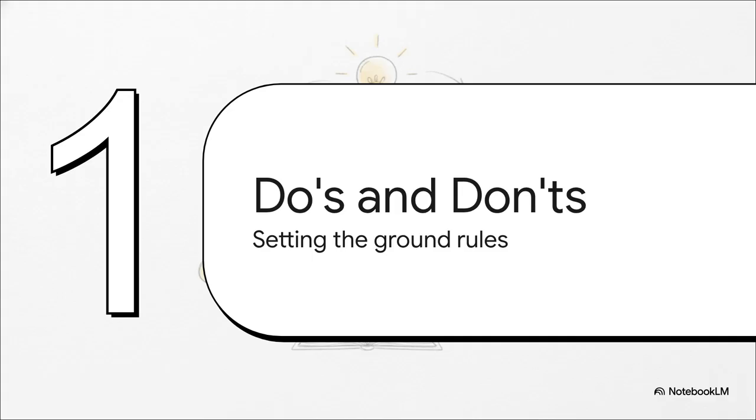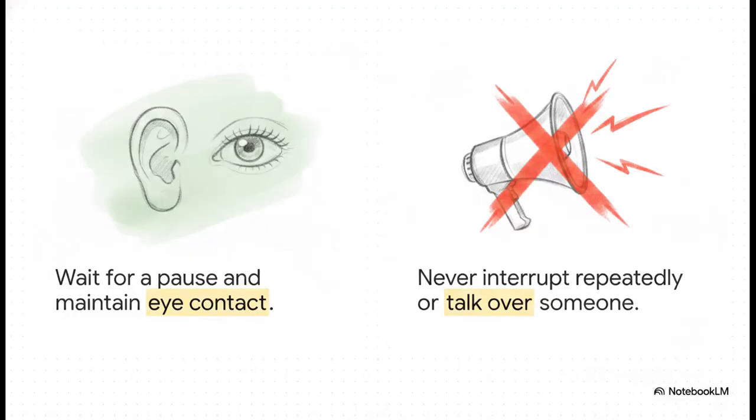Do's and Don'ts, Setting the Ground Rules. Let's take a quick second to consolidate all of this into definitive rules of engagement. You always want to listen carefully, be patient for an appropriate pause, and maintain steady eye contact. It's grounded, it's respectful. But on the flip side, absolutely do not interrupt repeatedly, raise your voice, or start talking over someone. Doing those things just creates this frantic, hostile environment where literally no actual work gets done.